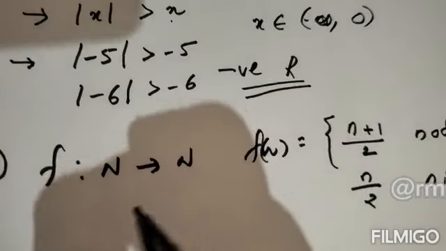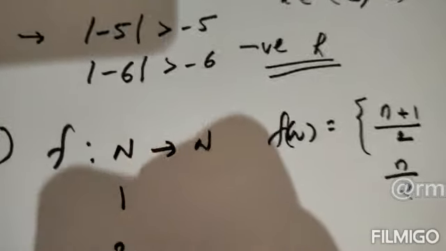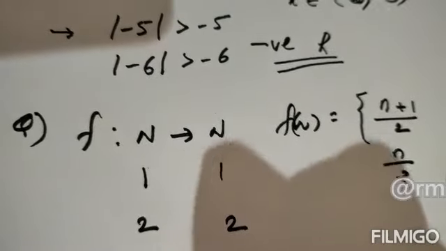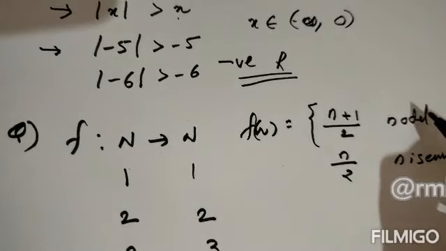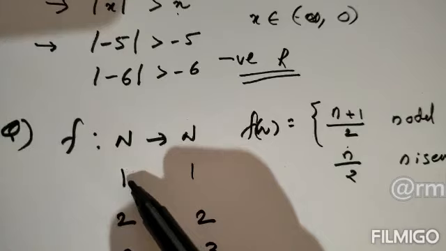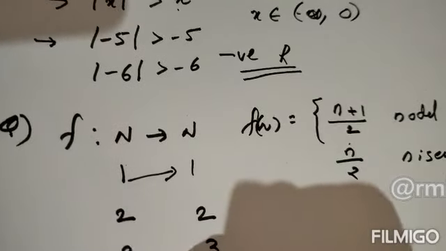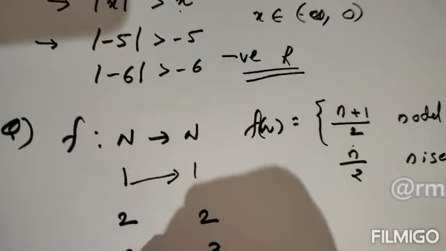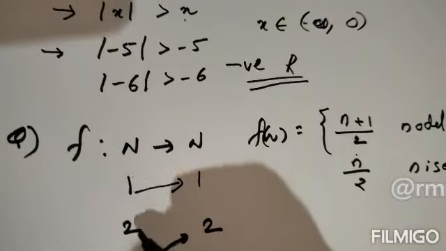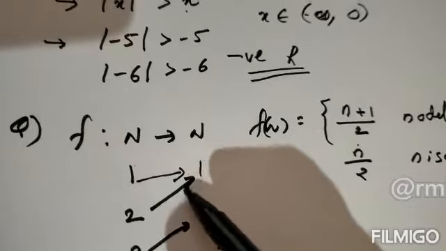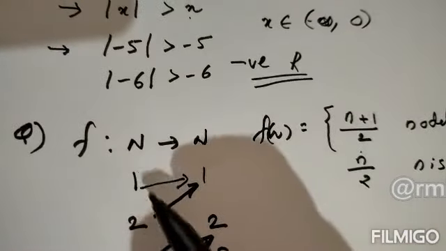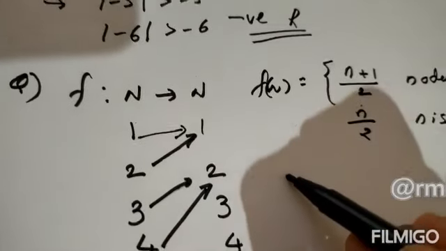That is, n is 1, 2, 3, 4. Again, 1, 2, 3, 4. For an odd number, image is (n plus 1) by 2. So, (1 plus 1) by 2 is 1. (3 plus 1) by 2 is 2. For an even number, n by 2. So 2 by 2 is 1. 4 by 2 is 2. Clearly, it is a many one function.